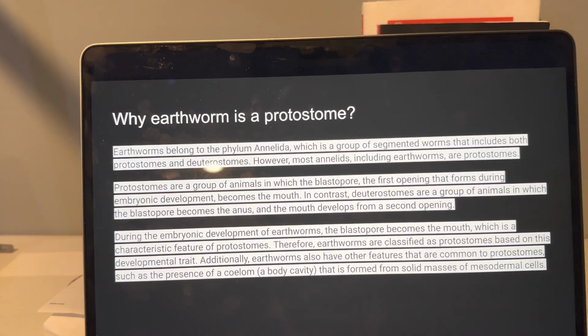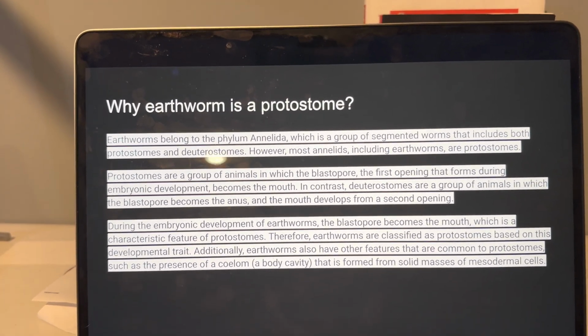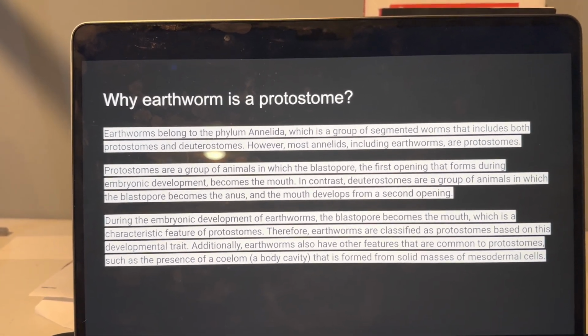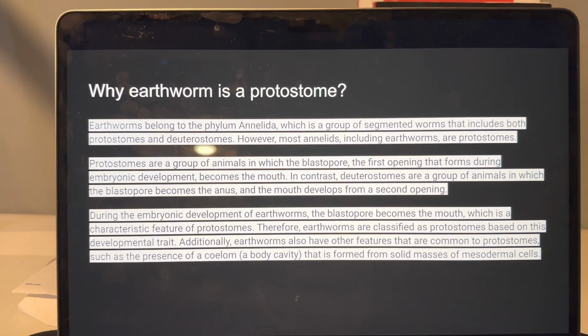Additionally, earthworms also have other features that are common to protostomes, such as the presence of a coelom that is formed from solid masses of mesodermal cells.